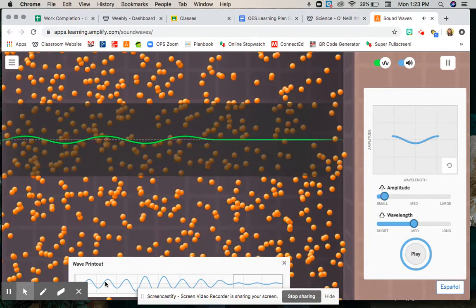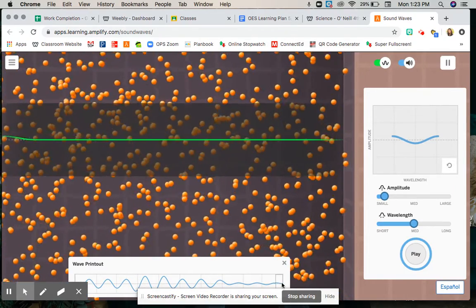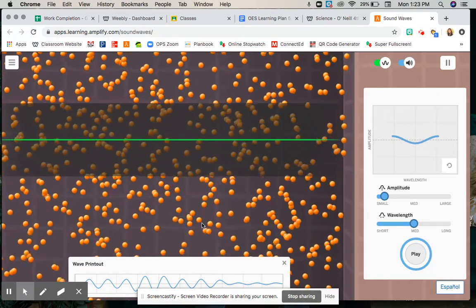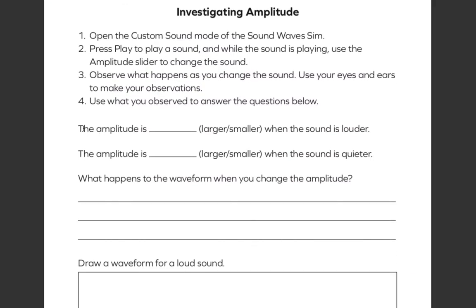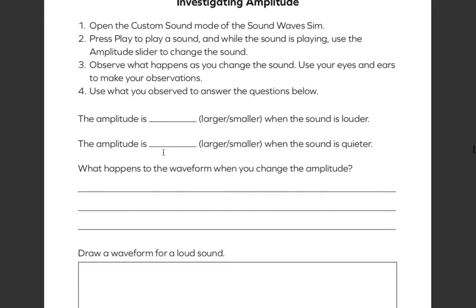There's even a wave printout here on the bottom if that helps you at all. So we are going to go back to our worksheet and we're going to think about this answer. So what I want you guys to do is think whether the amplitude is larger or smaller when the sound is louder, and whether the amplitude is larger or smaller when the sound is quieter. So you guys will write those in the blank.